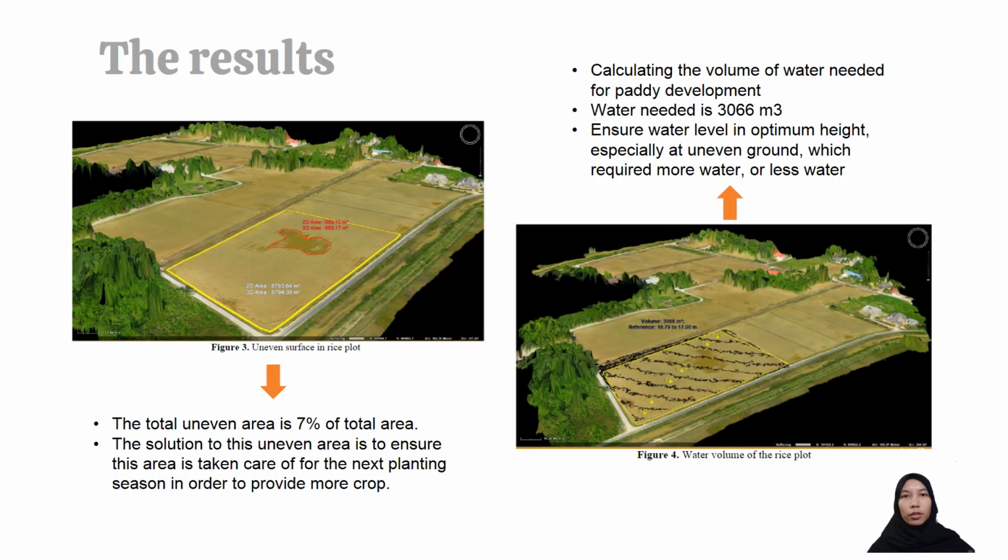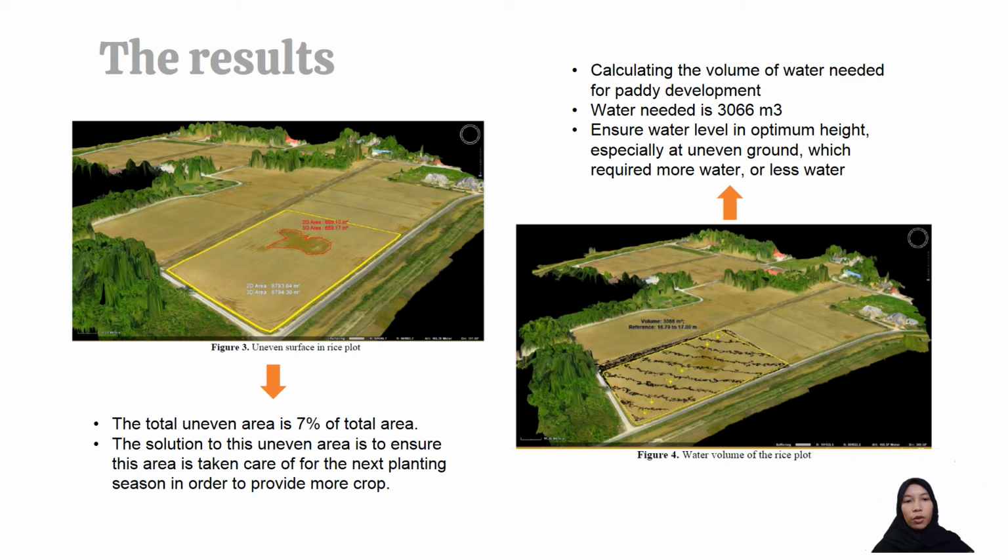So for the result, figure 3 shows the uneven surface in the rice plot. The total uneven area is 7%, and the solution for this uneven area is to ensure that the area is taken care of for the next planting season in order to produce more crops or yields.